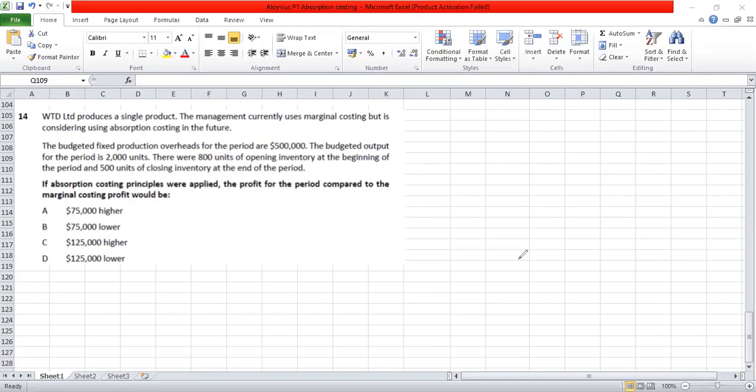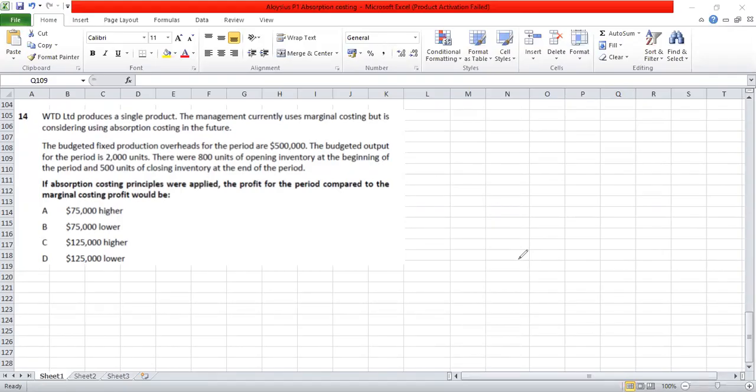WTD Limited produces a single product. The management currently uses marginal costing but is considering using absorption costing in the future. The budgeted fixed production overheads for the period are 500,000. The budgeted output for the period is 2,000 units.